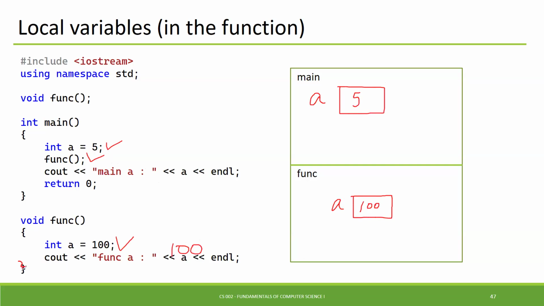And when the function ends, this will be gone, right? And then computer control will go back to the next line of the function call, right? So here, 5 will be printed out. Is it okay? So even if you have the same name, don't be confused. They are totally different variables, okay?